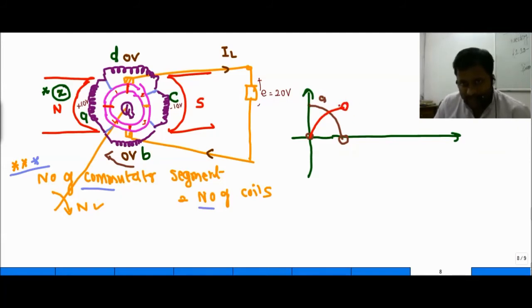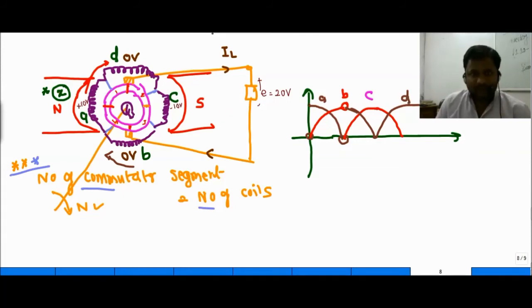So at this point B is maximum and A is 0, and if A is moved from this point to location D, then A is 0 and B is maximum. What about C? At this point C is negative maximum, and it goes like this. This is the position of C, and this is the position of B. Similarly, C will complete here and D will move toward like this. So what will happen?